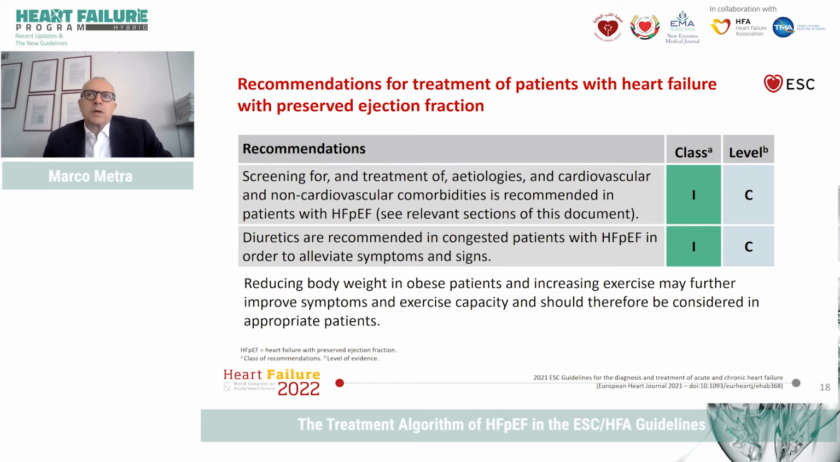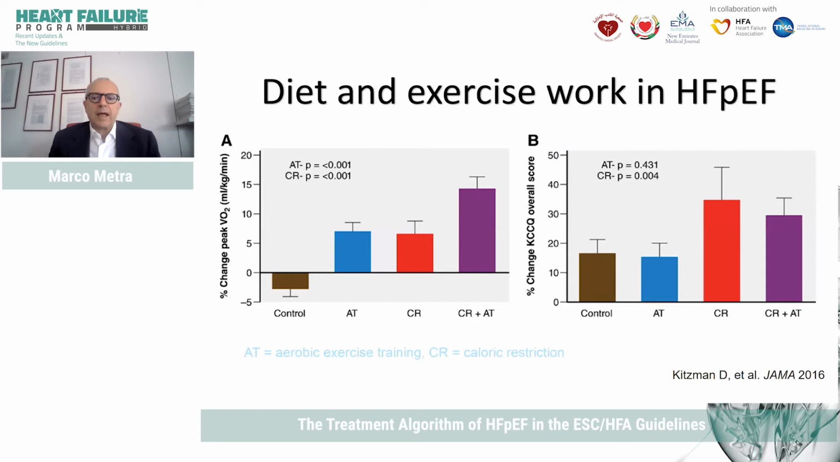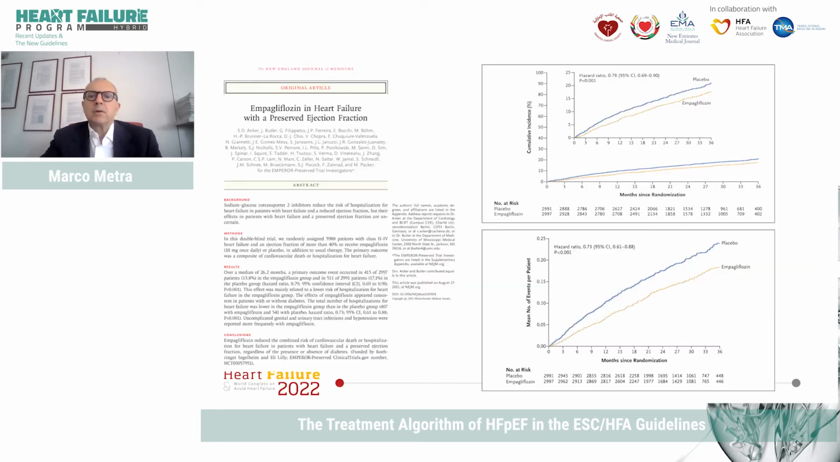And actually, this was the only trial, the only evidence that we had at that time. This is a small trial, but with significant results with respect to both peak VO2 and KCCQ, quality of life, showing that cardiac exercise training, as well as body weight reduction with diet, may improve both peak VO2 and quality of life in patients with obesity and heart failure and preserved ejection fraction. That's all we had at the time of the presentation of the guidelines in September 2021.